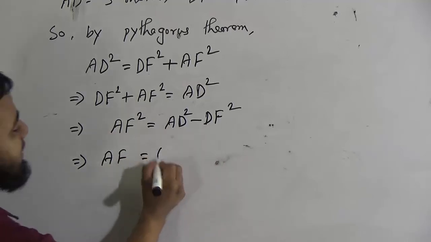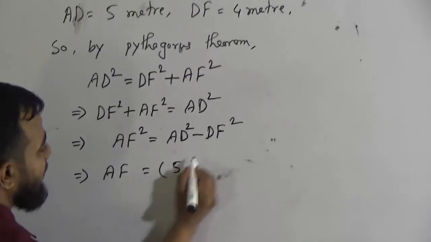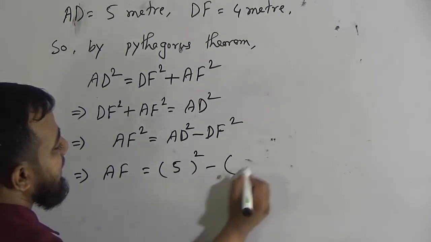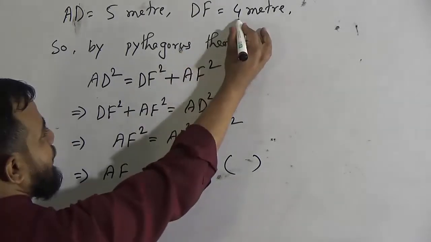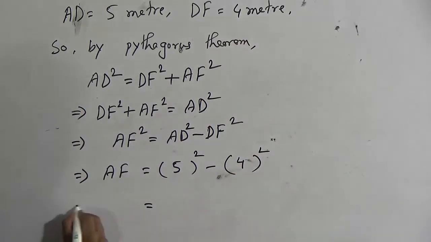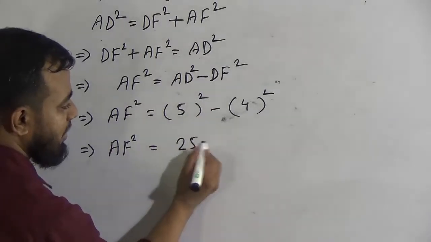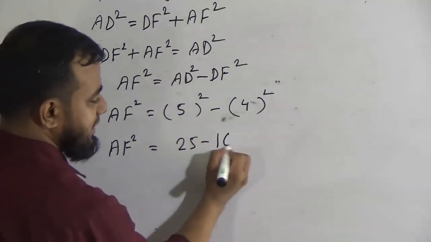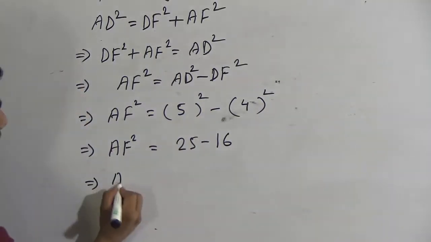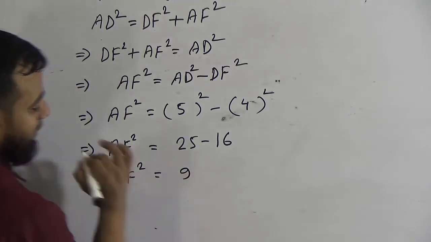Okay. AD's value is what? AD's value is 5 meter. So 5, it will be square. Minus DF. DF's value is what? DF's value is 4 meter. So put down 4 here, square. Now that implies AF square is equal to 5 square, which means 25, minus 4 square, which means 16. That means AF square is equal to 9.